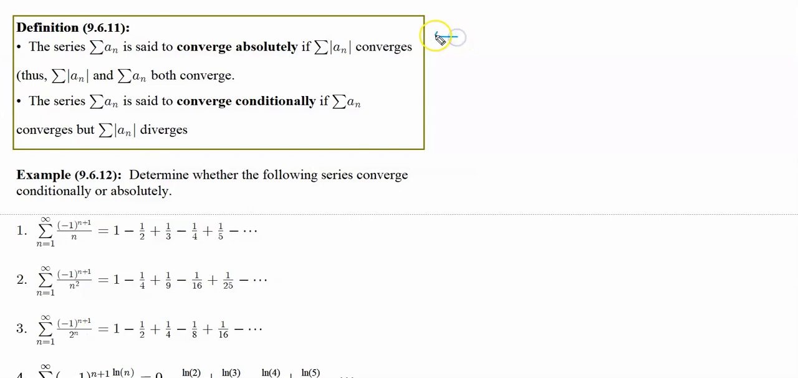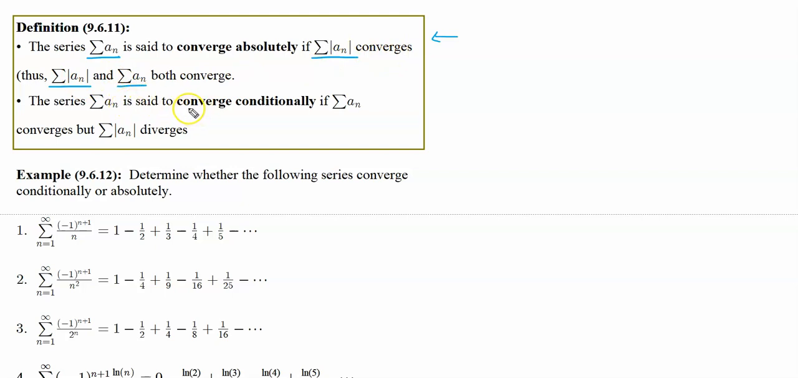So here's our definition, and it simply goes like this. A series, sum of a sub n's, is said to converge absolutely if this series converges. In other words, since this is true, if this converges, then both this series and this series converge by the previous theorem that we just looked at, right? Okay. So that's what we mean by a series converging absolutely, if the series of the absolute value of the ANs converges. So that means that both of these series converge.